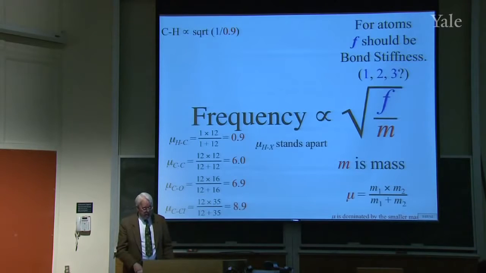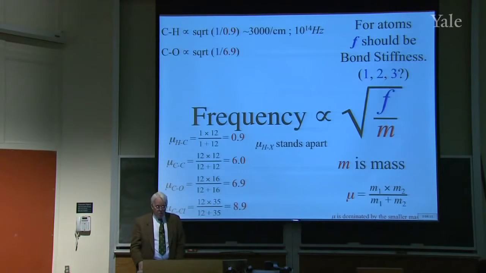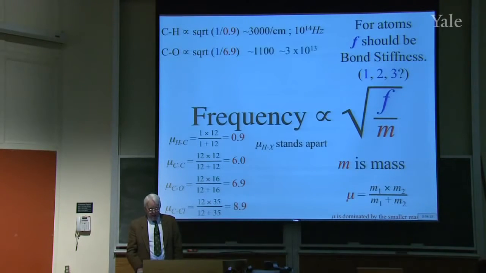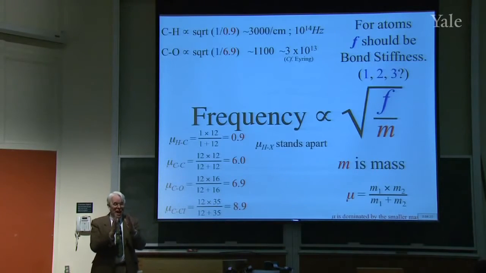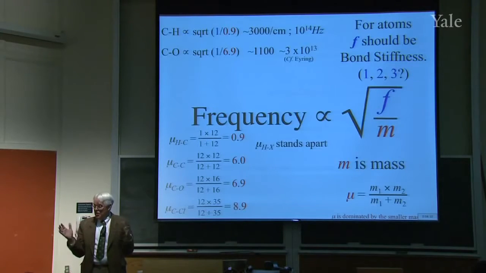Now, how about the bonds then? So CH then is proportional to the square root of a single bond over 0.9, that reduced mass, right? And that turns out to be around 3,000 wave numbers, or 10 to the 14th hertz. So that's how fast CH bonds vibrate. A CO bond has a heavier mass, 6.9 versus 0.9. If it's a single bond, that's going to be about 1,100 wave numbers, or 3 times 10 to the 13th hertz. And that, remember, is what you put in front in Eyring to get a rate, it's 10 to the 13th times that equilibrium constant to the transition state. That's because of this. That's how fast atoms like carbon and oxygen vibrate.